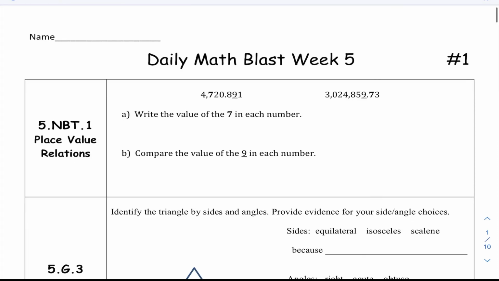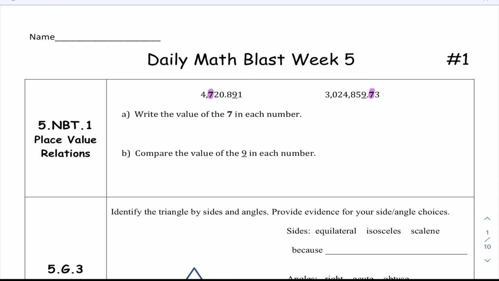Daily Math Blast Week 5, 5 NBT 1, Place Value Relations. So our first question says, write the value of the 7 in each number. I'm going to use my highlighter here, even though they're bold, just to make them a little easier to see. Okay, so it says the value of the 7 in each number.